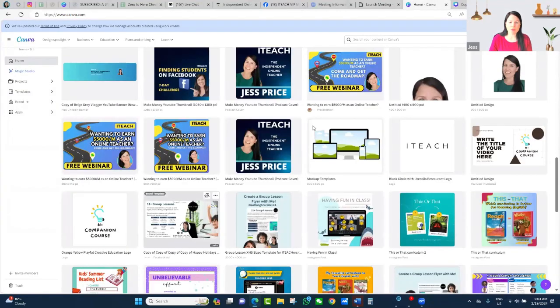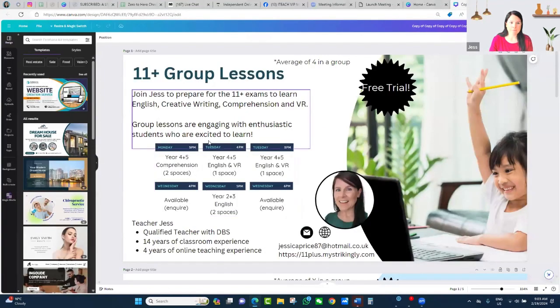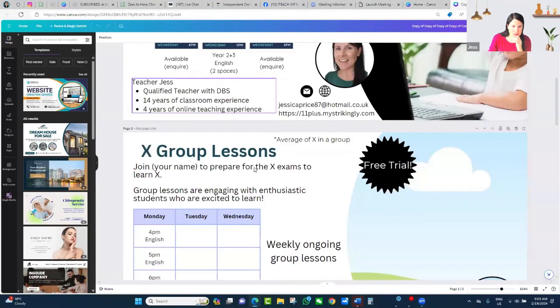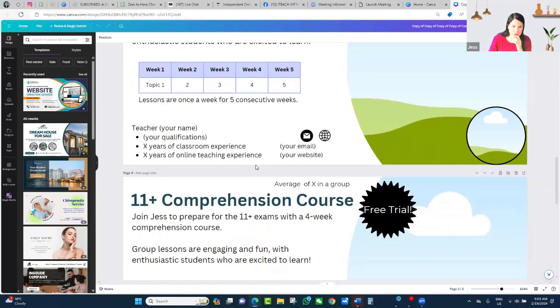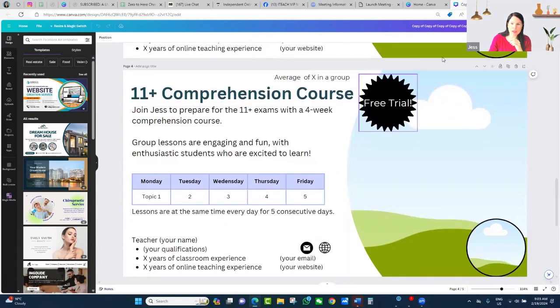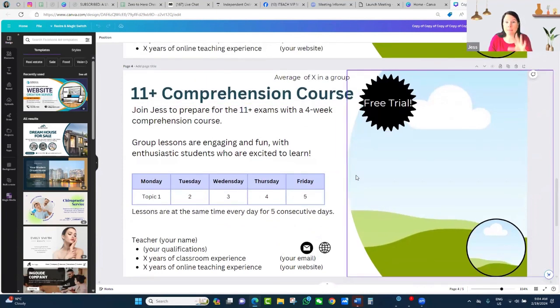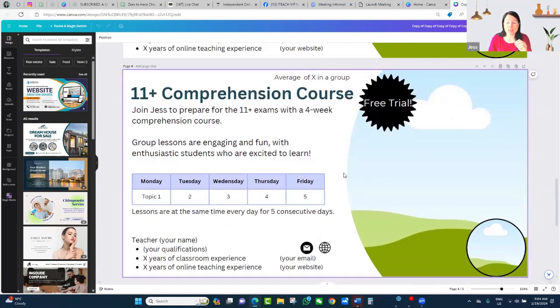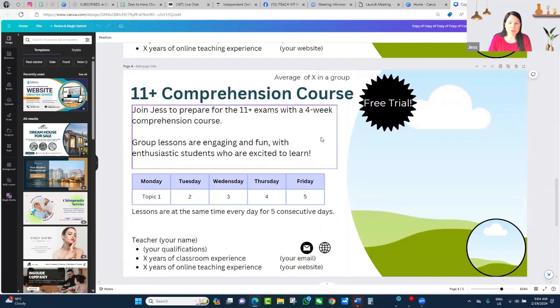I've done a lot of group classes with my 11 plus students. Now I've got ongoing classes, so this one actually isn't the best to learn with. This is a good template for you to use, which is inside the Zero to Hero spreadsheet and inside the course.